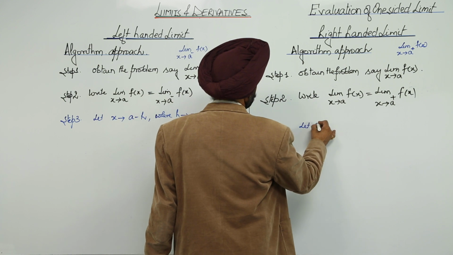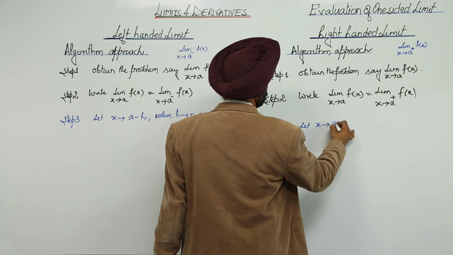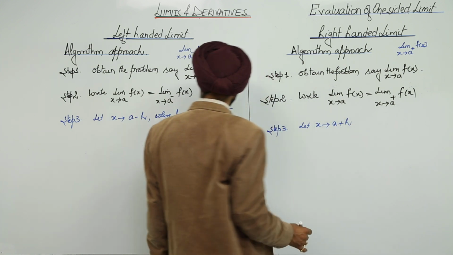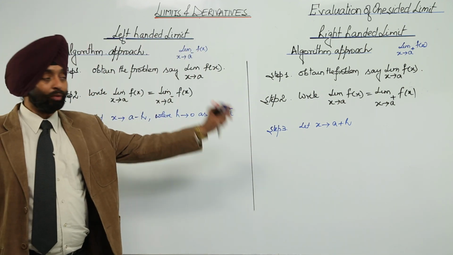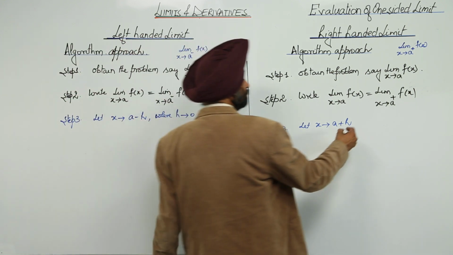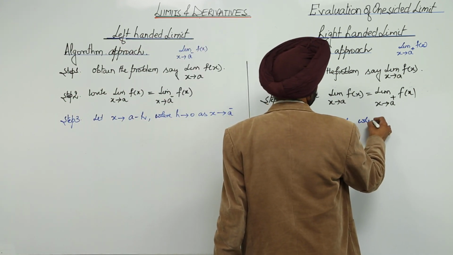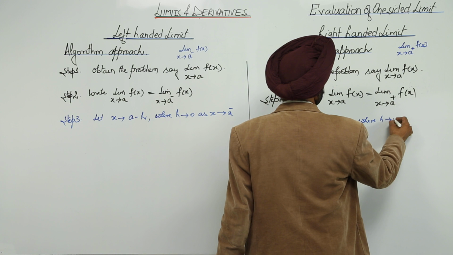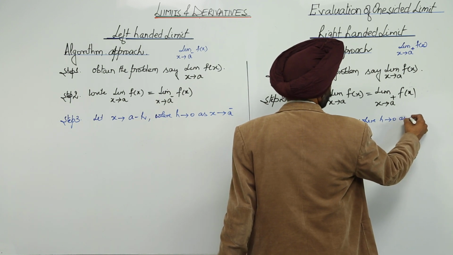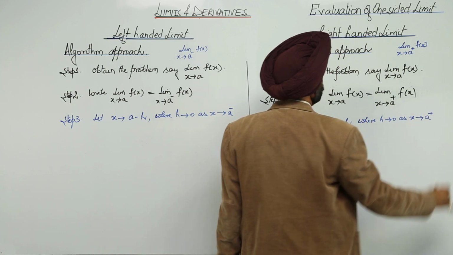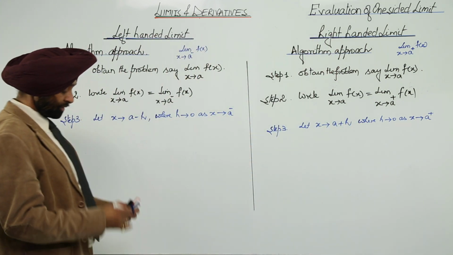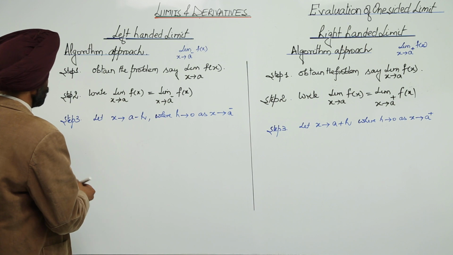Same, step 3, let x approach a plus h. Now just look at what the difference is. Here I have taken a minus h, there I have taken a positive h, where h approaches 0 as x approaches the right-hand limit. Is it clear?